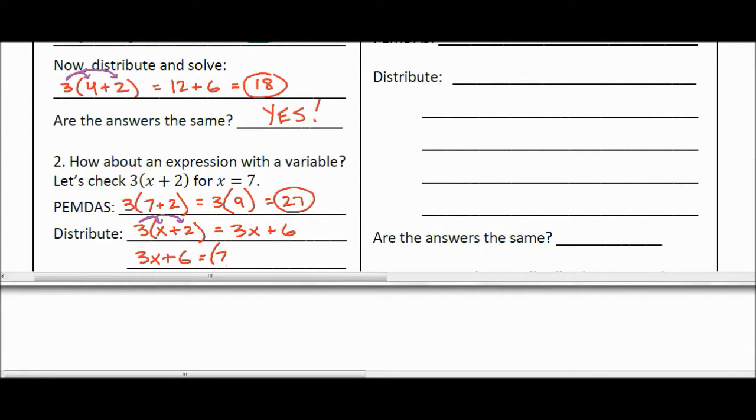Oops, I didn't write a 3. Hear that beeping in the background? My phone is going crazy with messages, so sorry about that.